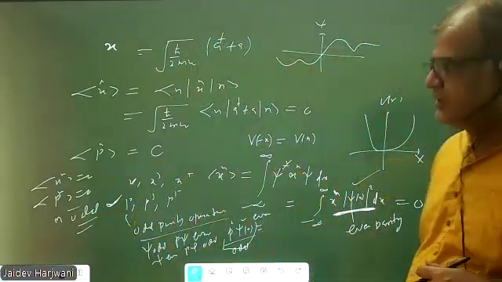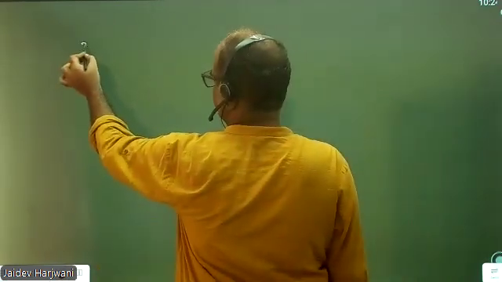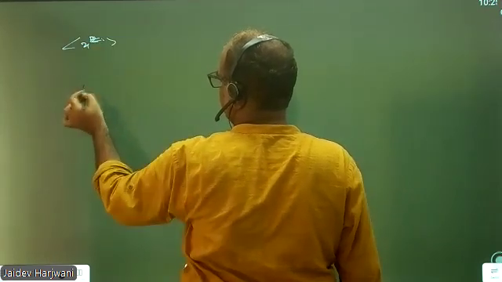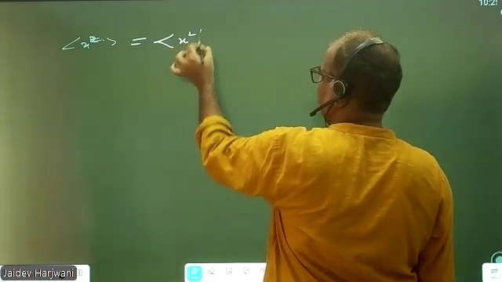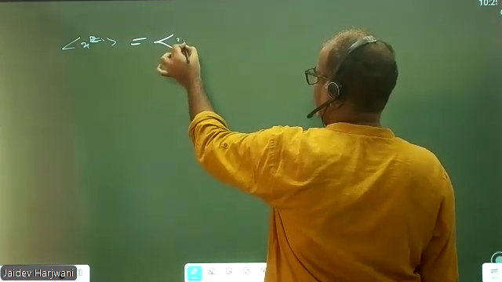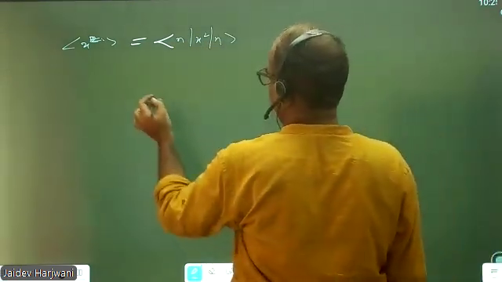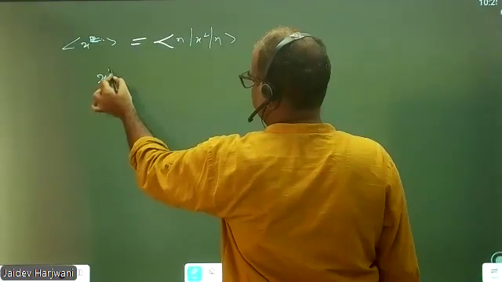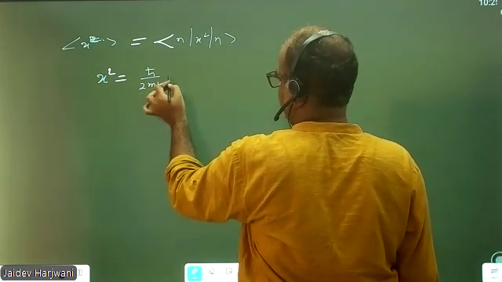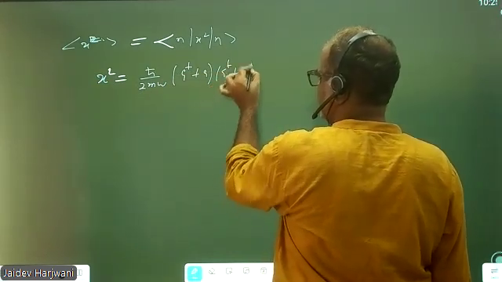Okay. Now let us calculate for even values of n. Let us calculate for x square. Expectation value of x square. So expectation value of x square will be <n|x square|n>, which is now what I can write. X square can be written as h cut upon 2 m omega (a plus a dagger)(a plus a dagger).